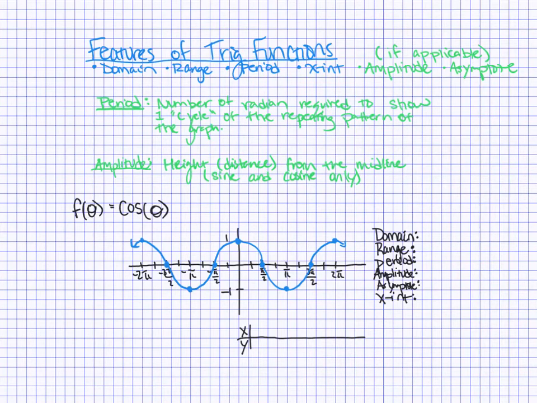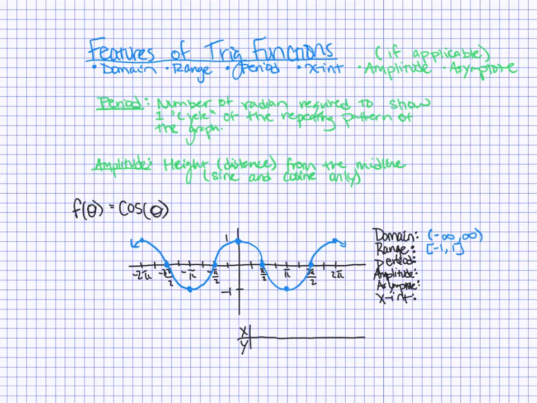So if we want to take a look at our domain, well, that's just going to be all the things: -infinity to infinity. There's no stopping it. Our range, we're really just going between -1 and +1 because those are the highest and lowest values on our unit circle. So we're going to use a bracket here for -1 and +1.